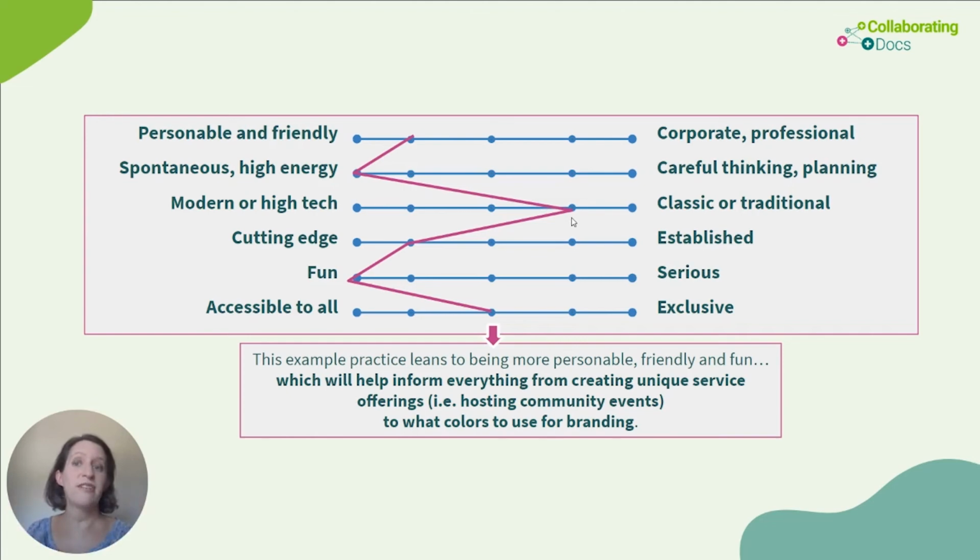So this is a good chart to go through for yourself, thinking about how you want to set up your practice. So in the example where the pink lines are, this example practice is definitely more on the personable, friendly, fun side of things. So that's going to influence things in the future, like unique service offerings. To be fun, friendly, personable, you might go to community events and have a table at a health fair and get out there and hand out treats and talk to families and kids and have that sort of personable, fun demeanor.